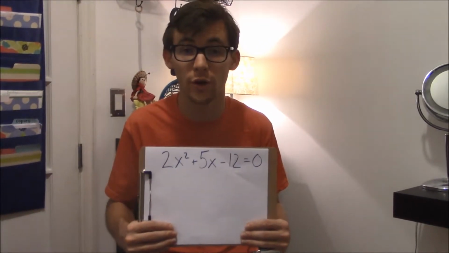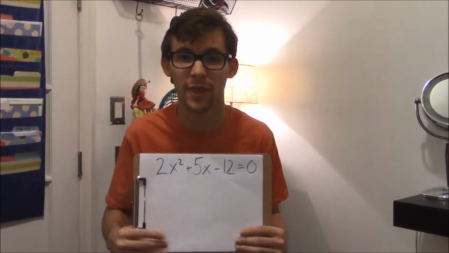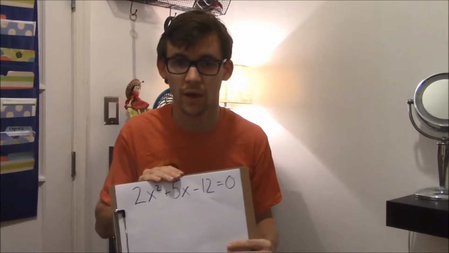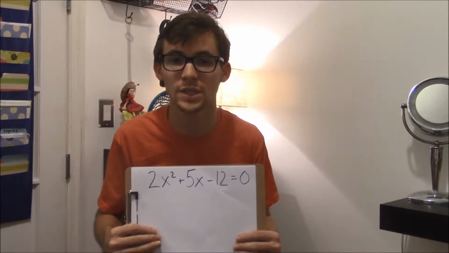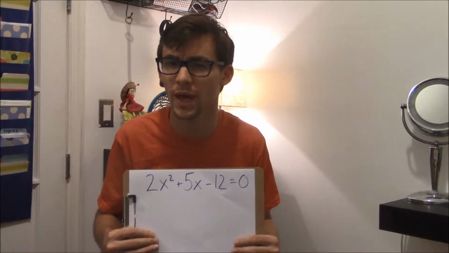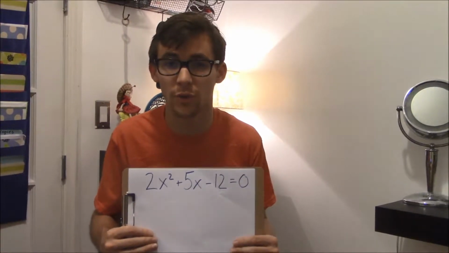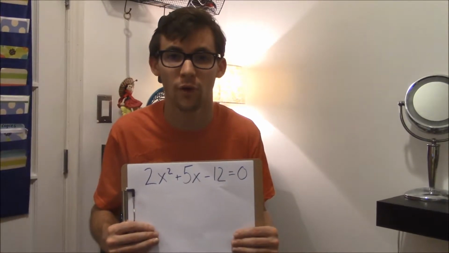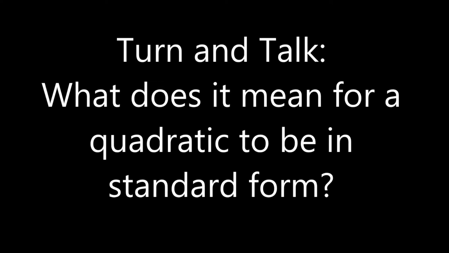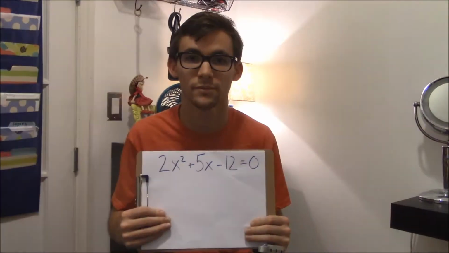The first thing we are going to do is factor this quadratic expression. Now I remember we have to first put our quadratic equations into standard form, but I don't remember what that is. When I say go, turn and talk with your partner, what does it mean for a quadratic equation to be in standard form? Go. And come back together in 3, 2, 1, time.